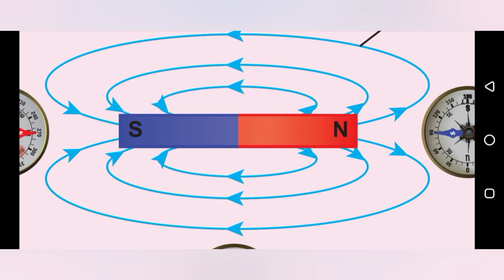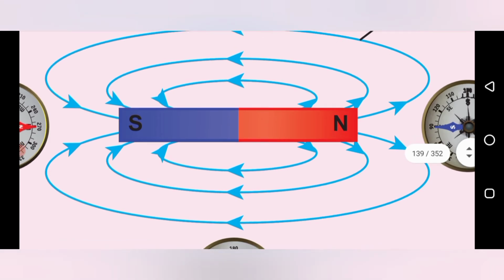Next property: the direction of the magnetic field at any point on a curve is given by the tangent to the magnetic line of force at that point. So the curved line is tangent to that magnetic line of force. The third one: these magnetic lines never intersect each other. They do not touch, as that is not possible. Each and every line stays separate and never intersects another.